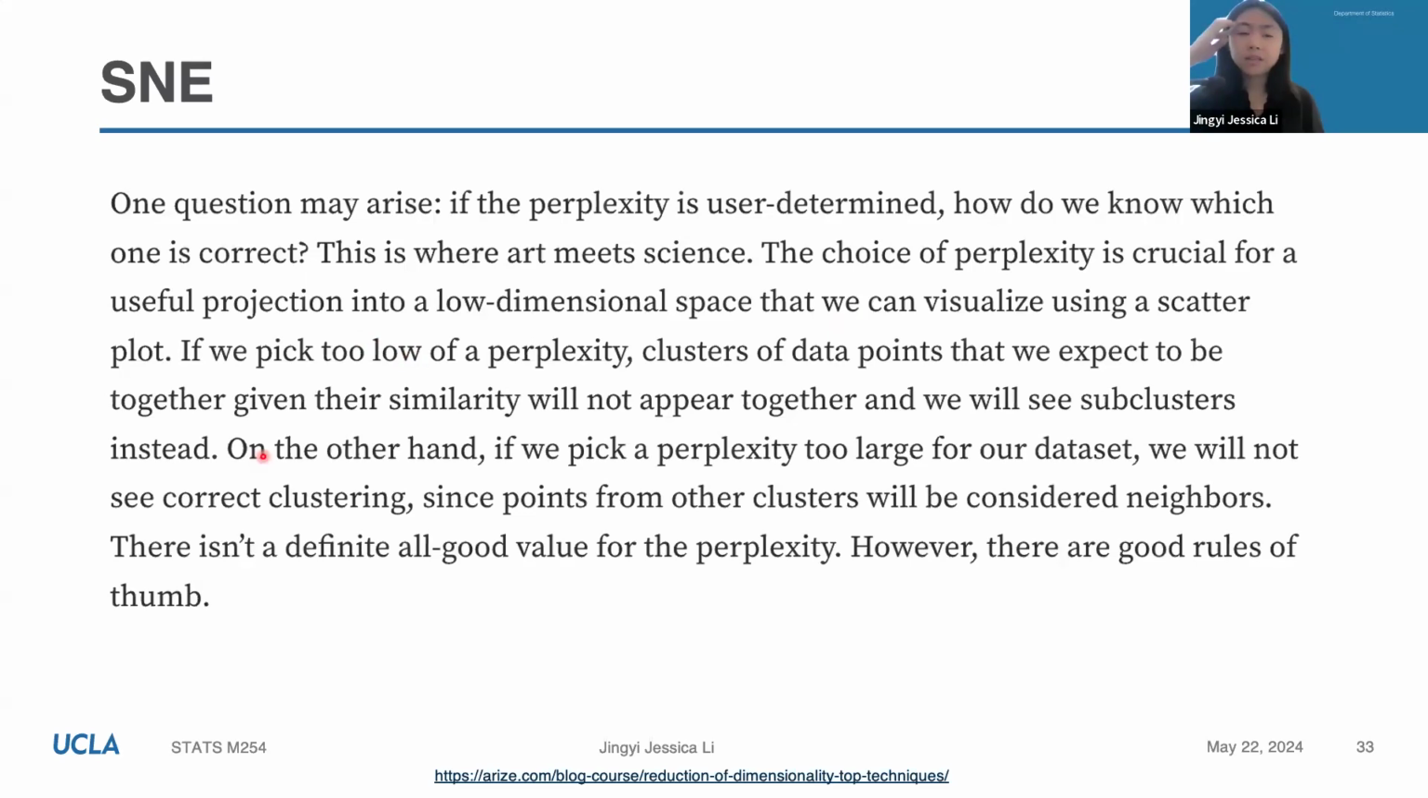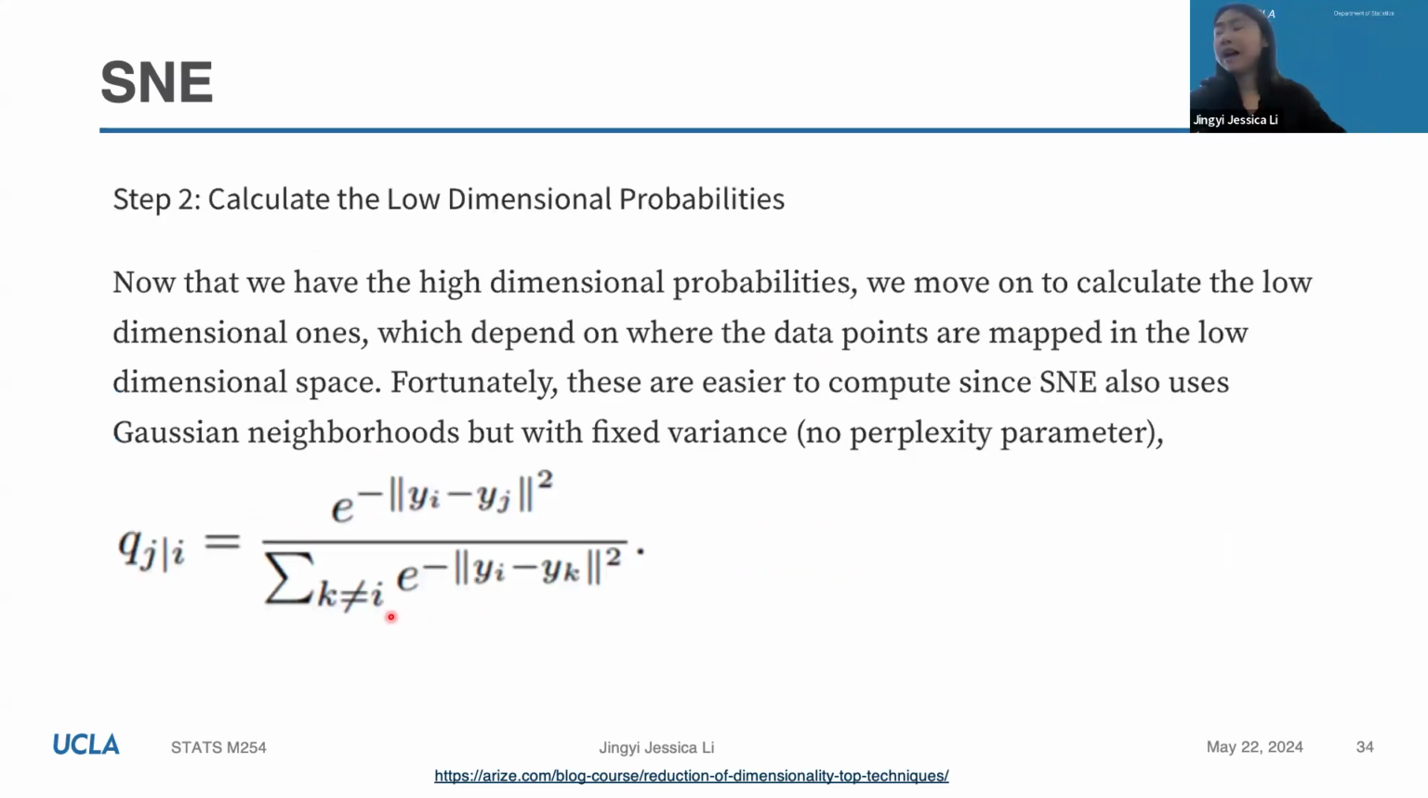On the other hand, if we pick a perplexity too large for our data set, we will not see correct clustering, since points from other clusters will be considered neighbors. There isn't a definite all-good value for the perplexity. However, there are good rules of thumb. There are some empirical rules which I will not talk about now, but we will talk about that at the end. Then, given the P's, calculate Pj given i calculated in step 1.